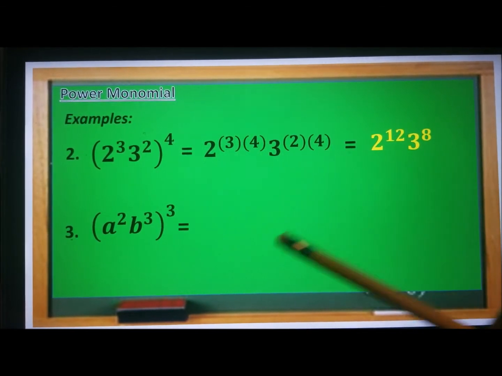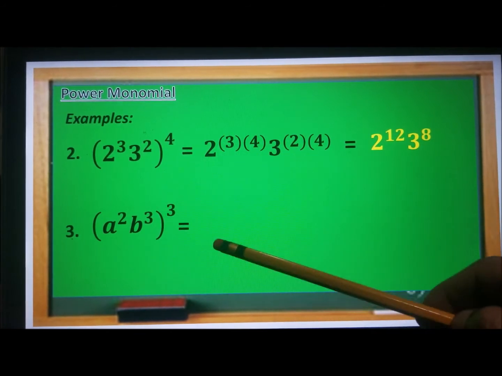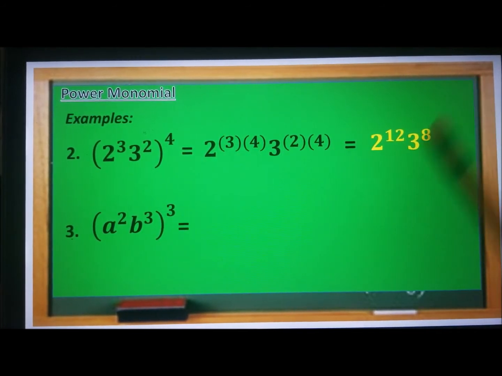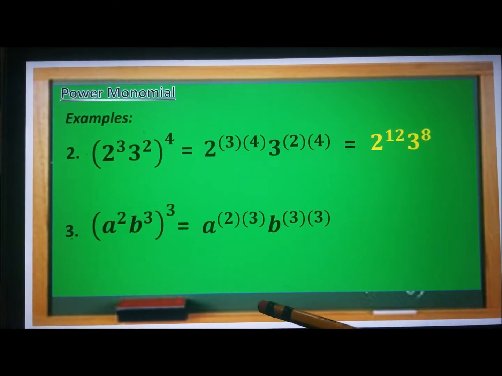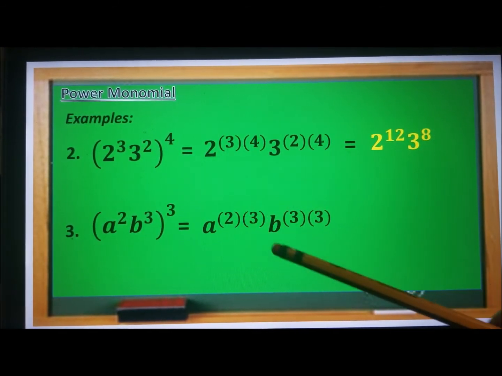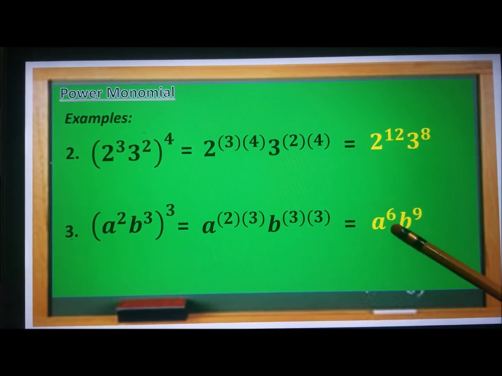For the next one, we have a squared b cubed, all raised to 3. Again, just copy the bases, then multiply the inner exponent with the outer exponent. So for a, we'll have 2 times 3, which is 6, and for b, we have 3 times 3, which will be 9. So the answer will be a raised to 6, b raised to 9.